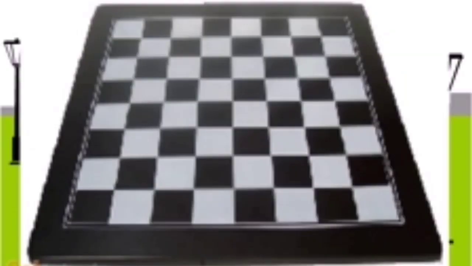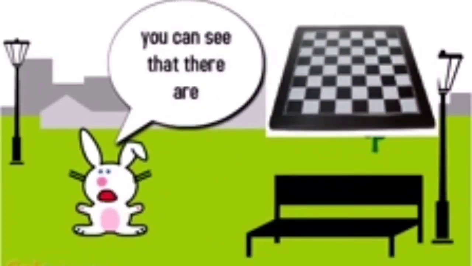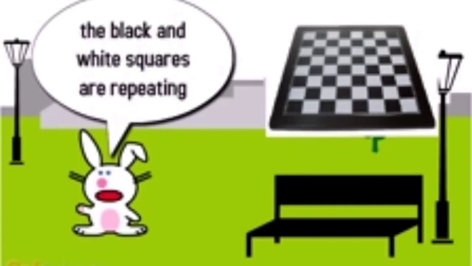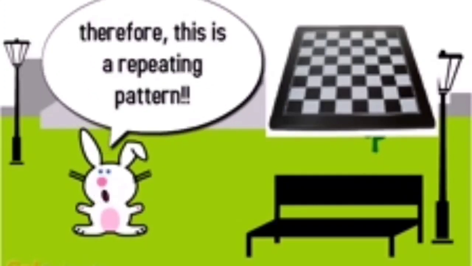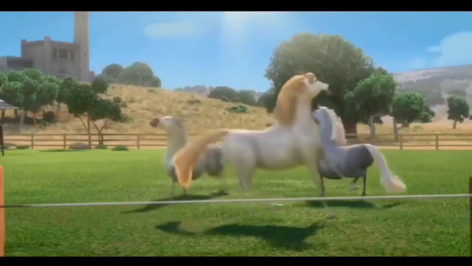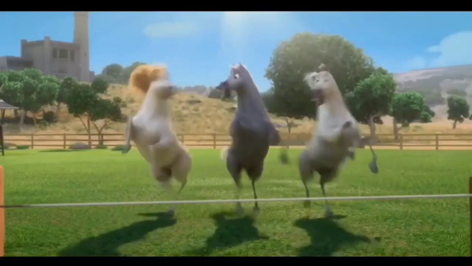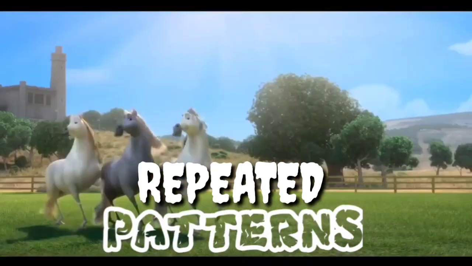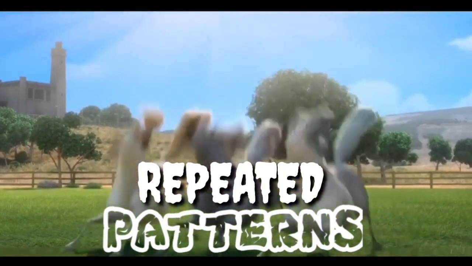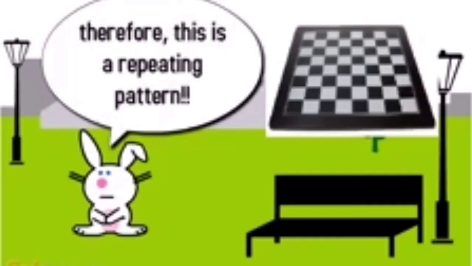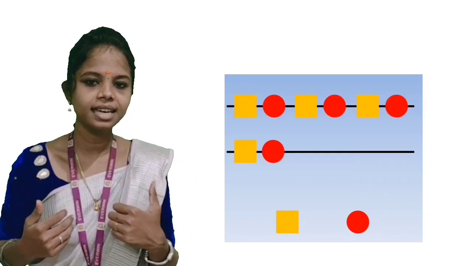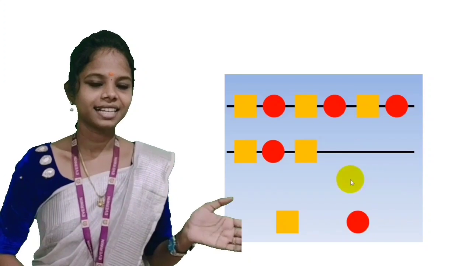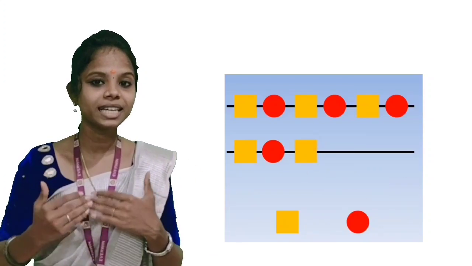Shall we see the first example? Very easy. Yes, this is a chessboard. You can see that there are black and white squares on this board. The black and white squares are repeating. So this is a repeated pattern. Another example, very easy: square, circle, square, circle, square, circle. So this is called a repeated pattern.